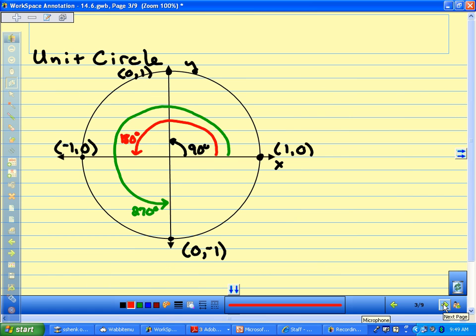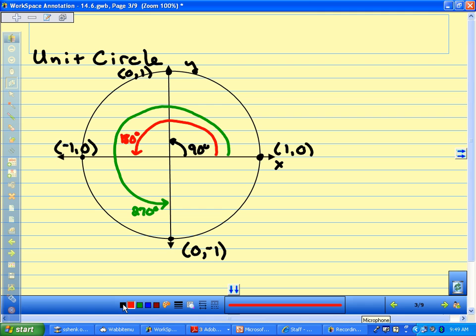Well, we're going to start with the unit circle. We're going to start here with the unit circle and define our 0, 90, 180, and 270. Because we know that sine is which coordinate? The y coordinate. Cosine is the x coordinate. And tangent is y over x. So let's start with our 0 degree angle.